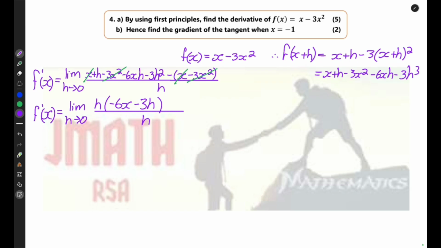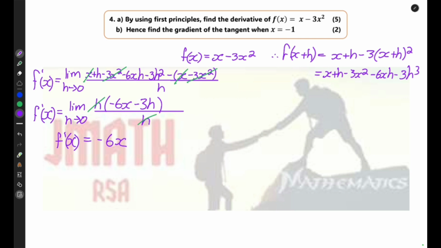The whole bracket canceled out, and now the h's can cancel, and therefore the derivative of f would be equal to minus 6x minus 3 times 0. So you don't always need to write how I sub in 0. You can just do it like that, and you would get your 5 marks.